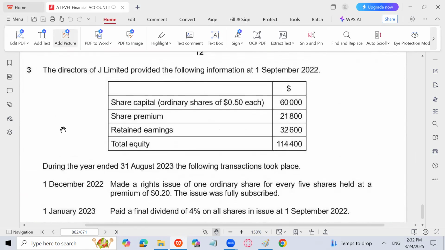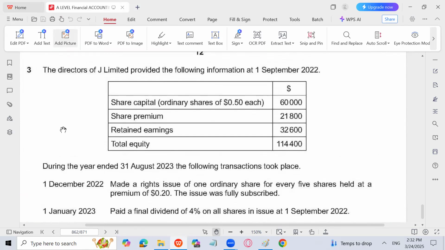The directors of J Limited provided the following information at 1st September 2022. Share capital, ordinary shares of 0.5 each, 60,000. So the number of shares is 60,000 divided by 0.5, that will be 1,20,000 shares. Share premium is given, retained earnings is given, and total equity is also given.